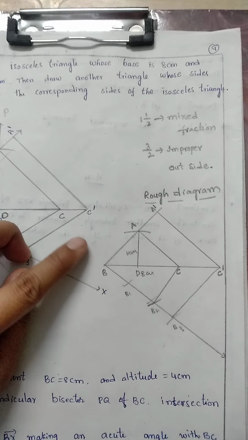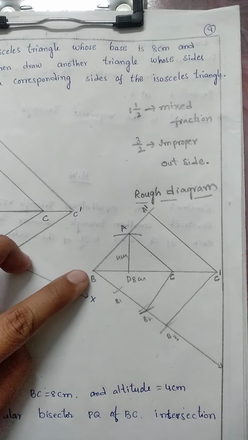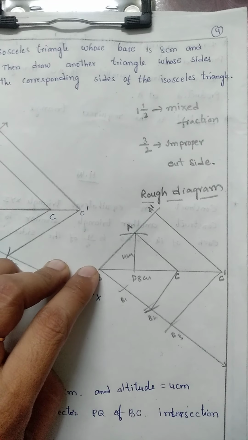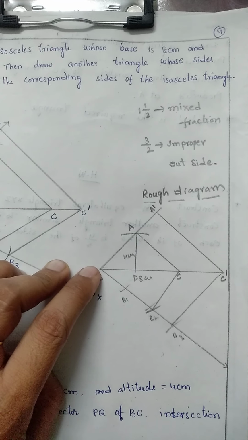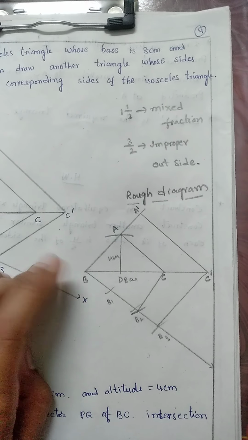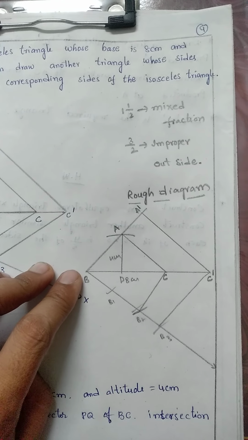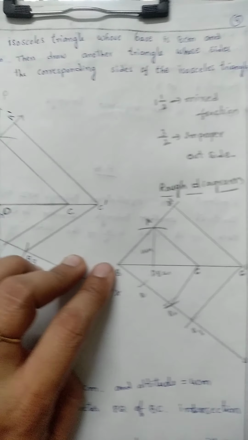Okay, children. Next, now I draw the rough diagram here. Observe that in this problem the altitude is also given, 4 centimeters. Okay, children, so it is a rough diagram. Draw it very neatly, okay children.